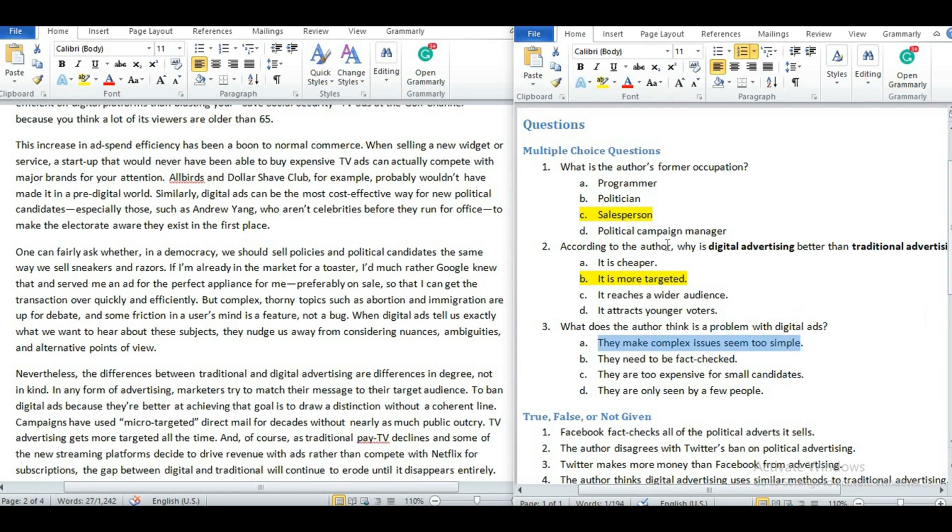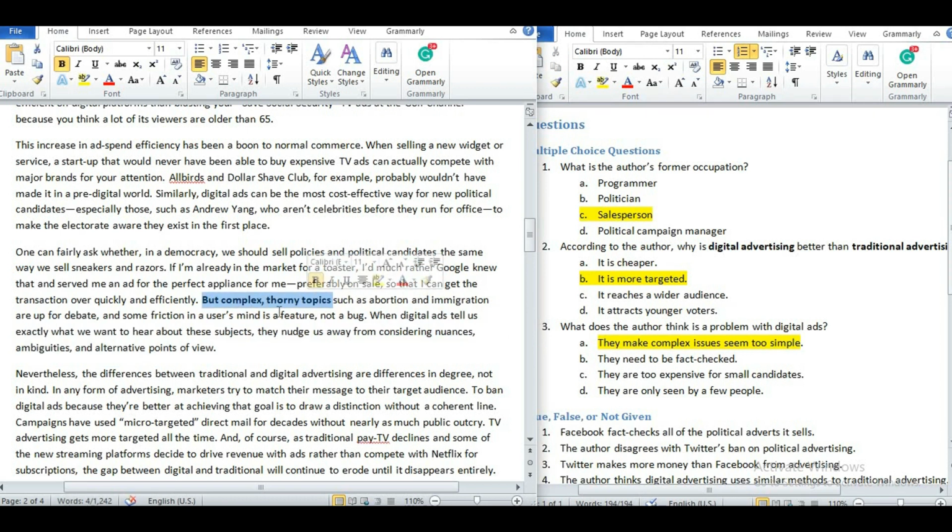Our answer here is that they make complex issues seem too simple. So we had the word complex here, and thorny, which means difficult and also complex, and topics. And then we had the examples of abortion and immigration, and the idea that they can be debated. But what this paragraph is trying to tell us is that digital ads are making them sound too simple. They are telling us what we want to hear about these subjects, and they stop us from considering these 3 things.